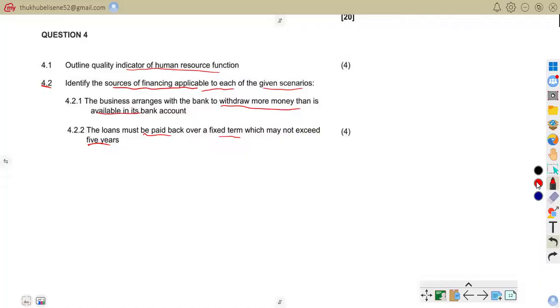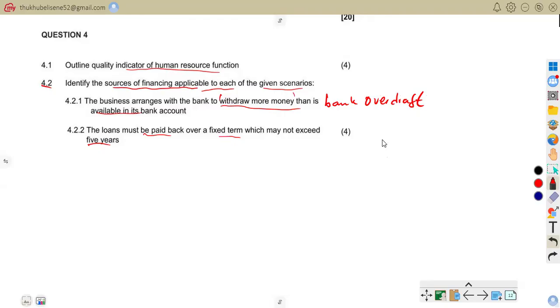So you can see with this first statement, 4.1, the business arranges with the bank to withdraw more money than what is available in the bank account, that is a bank overdraft. A bank overdraft is a short-term credit facility allowing the business to withdraw more money than available in its bank account. For example, the business overdraws 50,000 to pay suppliers before receiving customer payments.